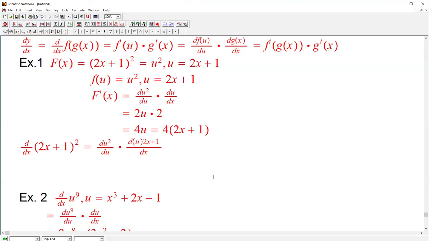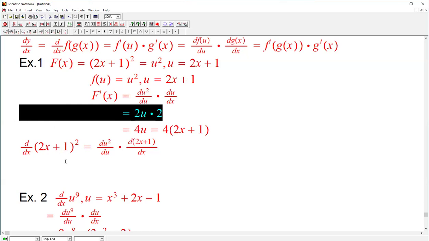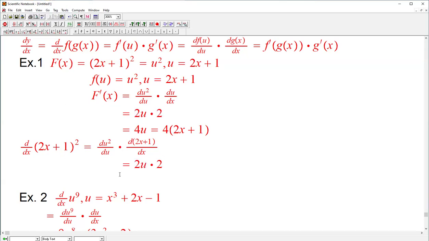There are many different ways to show your work. This is just some of those examples. But of course, you want it to be very clear, right? So in the end, you're going to have this line, 4 times u, and then you substitute u back to what it was in relationship to x. If you show this amount of work, that'll be fine.